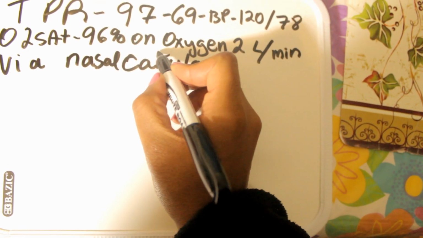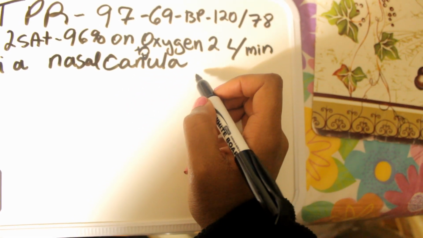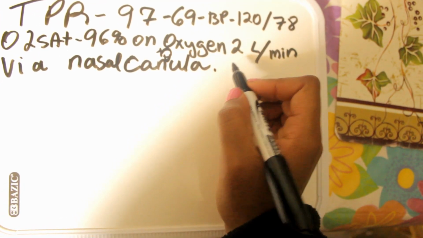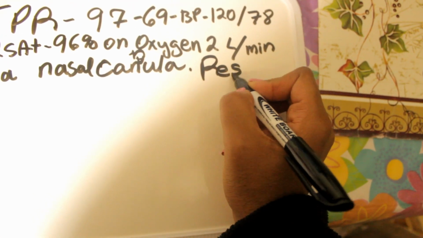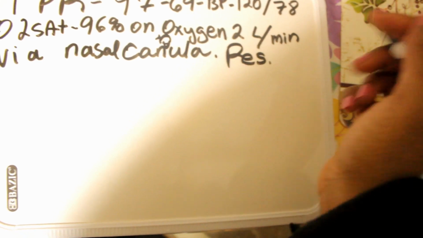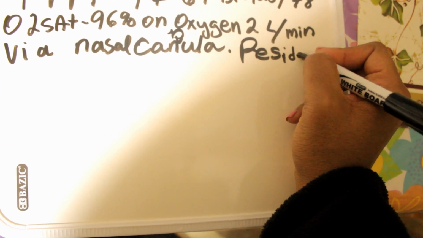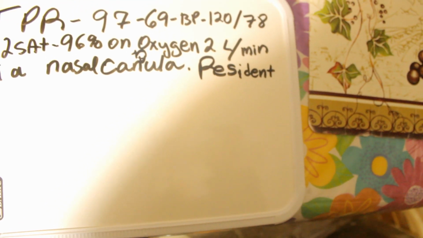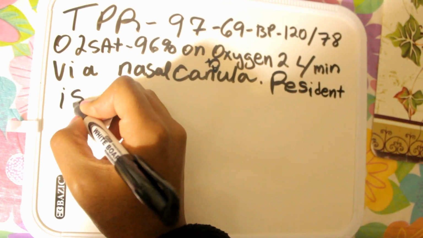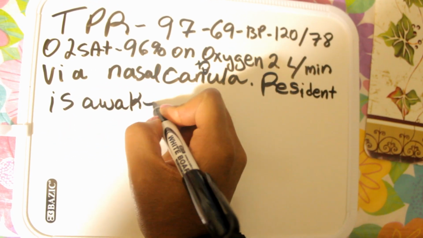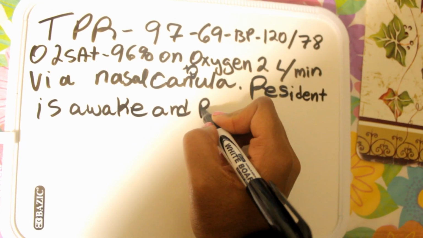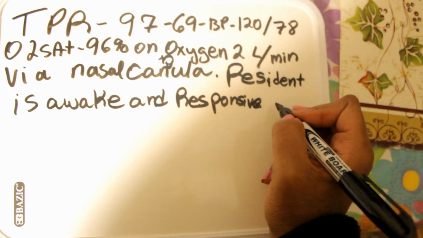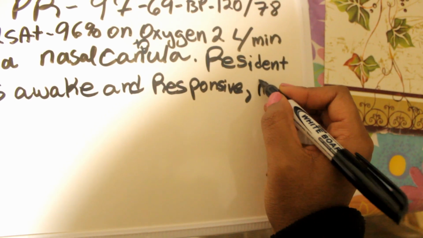Oh, that's not how you spell cannula. You actually put one more N there, I believe. And then you will just write something about the patient. So, resident, you could just write it out. I'll just write it out for you guys. Resident is awake and responsive, in no distress.